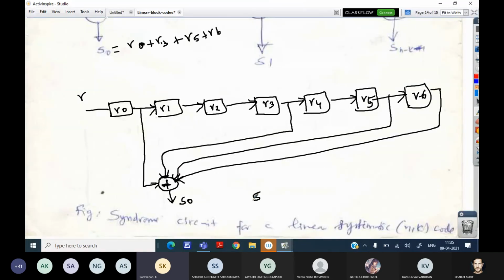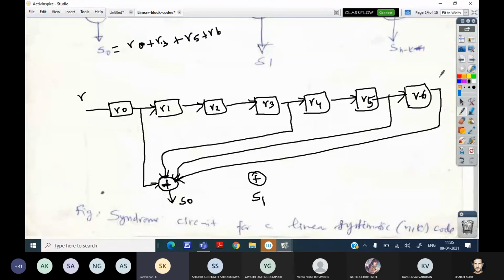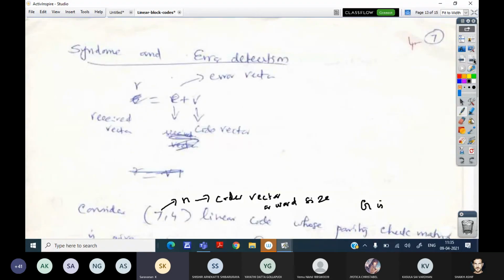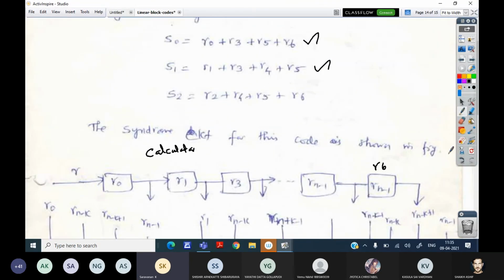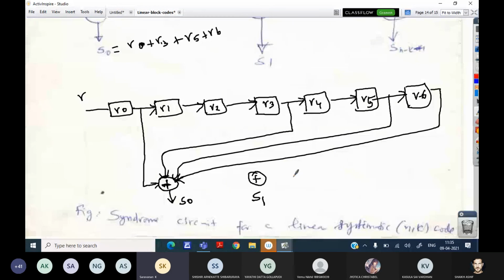Similarly, I should write for S1. Based on the equation we have already generated, R1, R3, R4, R5. So can you tell me your S1 value? R1, R3, R4, R5. Okay, R5. So I have to connect R1.